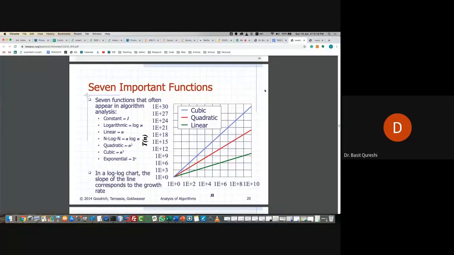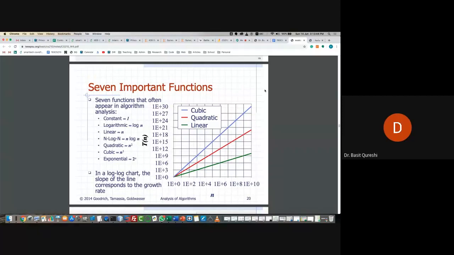Log n is a logarithmic function, and that is also considered a good time. n is linear time. Then we have linearithmic, which is n log n. You can simply call it n log n. Then we have quadratic, which is n squared, cubic, n cubed, and then finally exponential, 2 to the power n.